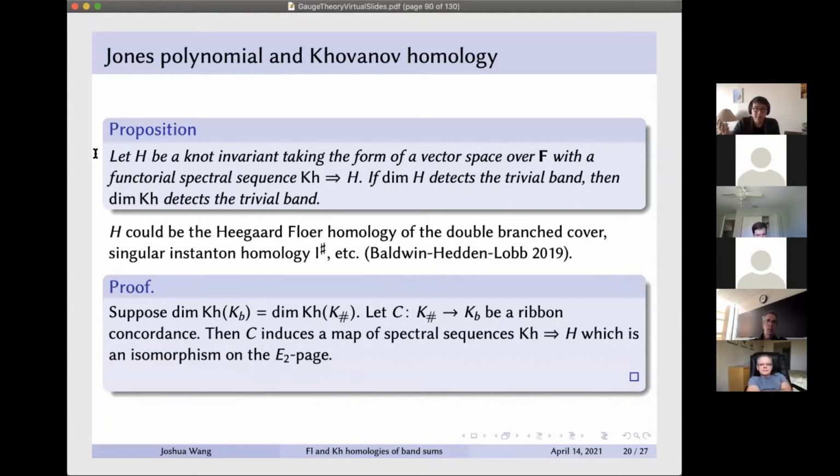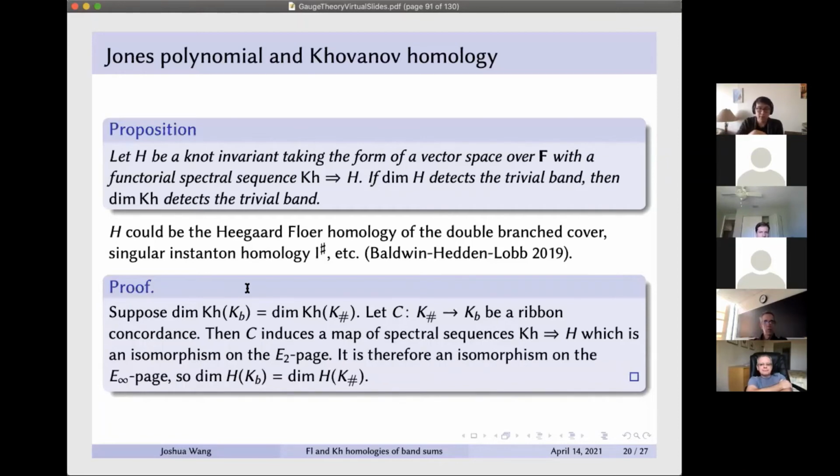Now on the Khovanov homology page, on the E2 page, say, you know it's injective because it's the Khovanov homology map. It's the result of Levine and Zemke. But then you also know it's surjective because of the dimension assumption. So it's an isomorphism on the E2 page. And then it's just a fact about maps of spectral sequences that if you've got an isomorphism on a given page, it's an isomorphism on the rest of the pages and on the E infinity page. And so the dimension of H of K_B is equal to the dimension of H of K sharp. And then because the dimension of H detects the trivial band, you conclude that the band is trivial.